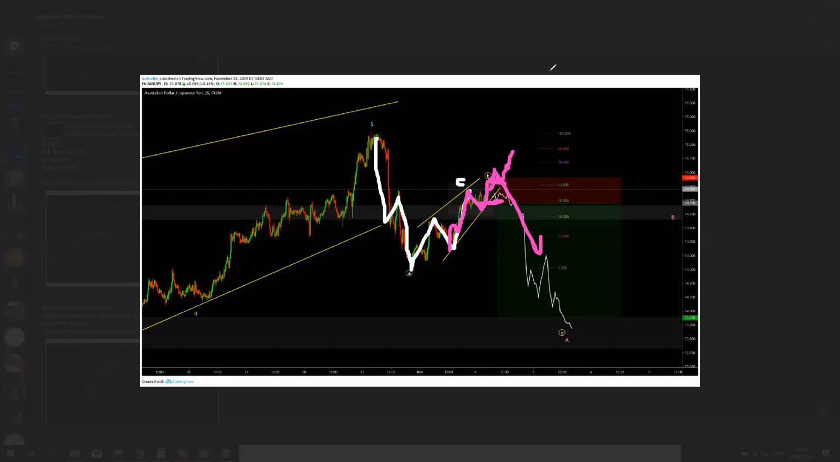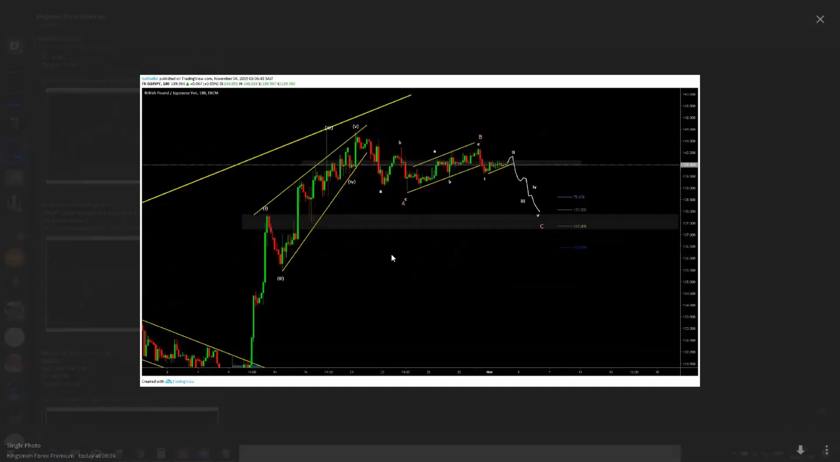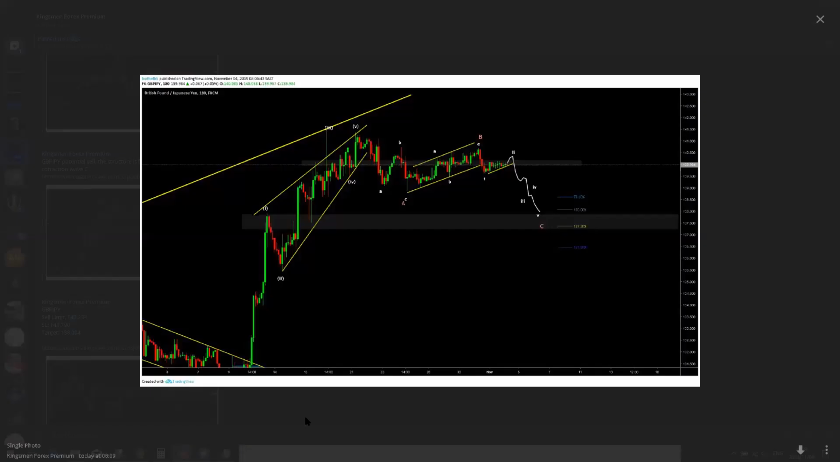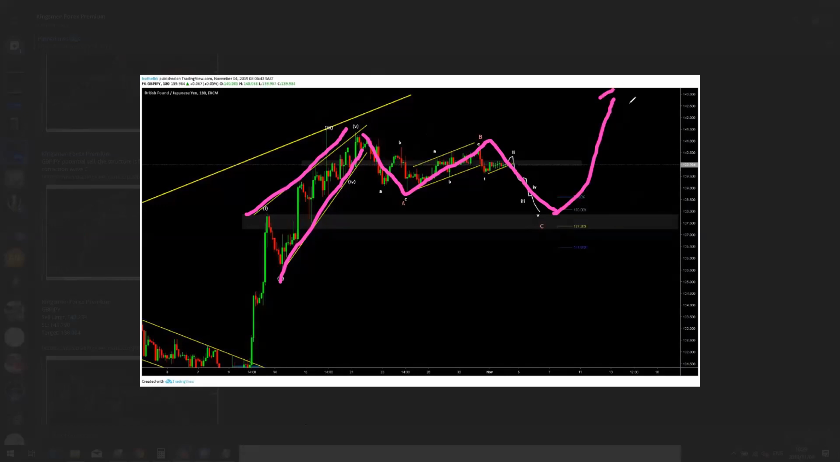Okay, let's go to GBPJPY. On GBPJPY, we have almost the same thing, but on the lower time frame. We had a 5-wave move which ended in an ending diagonal. So same thing there. We are expecting a 3-wave correction before it can take us higher.